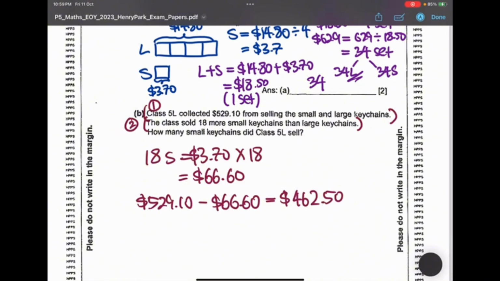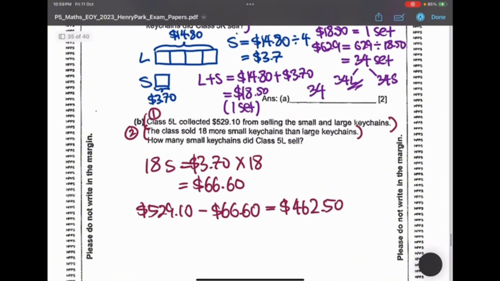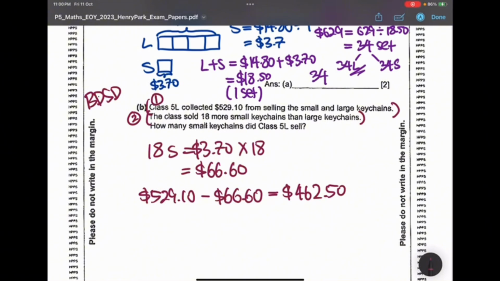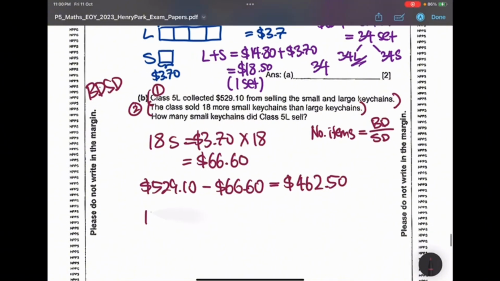This amount right here is what they collected from all the large keychains and all the small keychains minus 18 small keychains. What I want to do here is to use this concept called big difference, small difference. What this concept does for me is that I can find the number of items if I take the big difference, divide by the small difference. Alright, what do I mean by big difference and small difference? My big difference is simply all the large keychains minus the remaining small keychains.